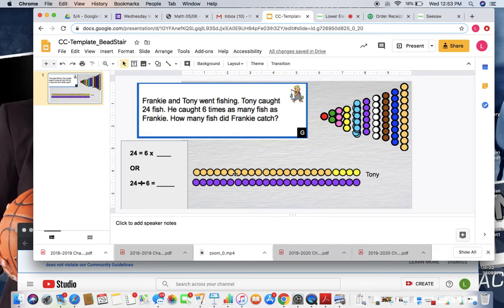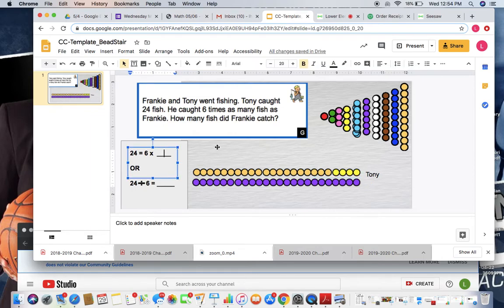So here's the total number from Tony, and we know that it was 6 times as many. So I actually took our 6 bead bar and lined it up to see how many times I could fit that with the number of fish that Tony caught. So how many times could I fit it? I have 1 6 bar, 2 6 bars, 3 6 bars, 4 6 bars. So 6 times 4 equals 24. So I would be able to put a 4 in the blank here.